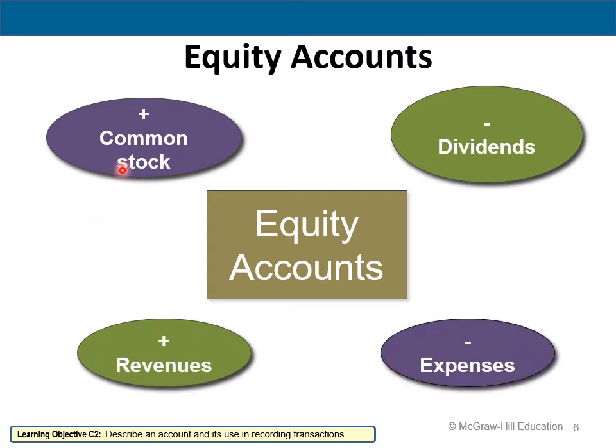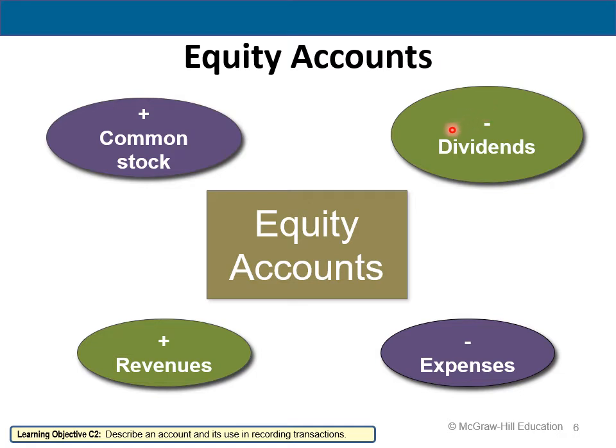Equity accounts. So here we see pluses and minuses. These are the normal balances, which I'll get to in just a moment. Let's talk about the accounts first. Common stock. If a corporation issues stock, that's common stock. That increases equity. If a corporation pays a dividend, dividends are payments of cash, typically, to stockholders. So dividends, you see the minus here, dividends reduce total equity.